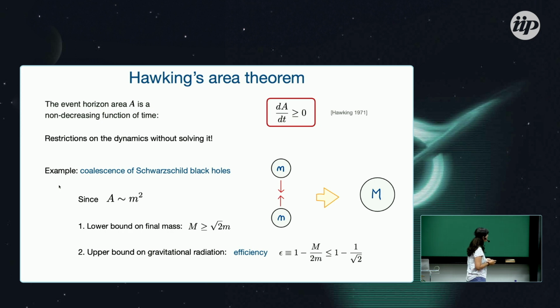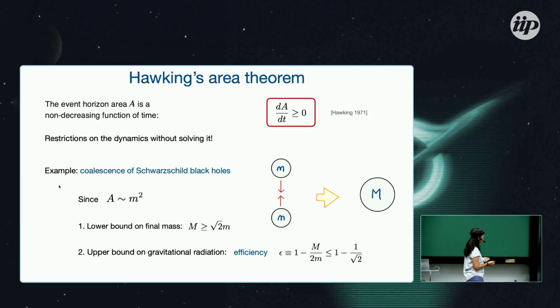And so the textbook example that we are all familiar with is the coalescence of two Schwarzschild black holes, let's say of identical mass, small m, which merge into a final state black hole of mass capital M. If we are in 4 flat space-time dimensions, the area of the event horizon scales like the square of the mass of these black holes. And then from the area theorem, we can obtain immediately a lower bound on the mass of the final black hole that forms. And this is usually given in terms of an upper bound on the amount of gravitational radiation which is emitted in the process.